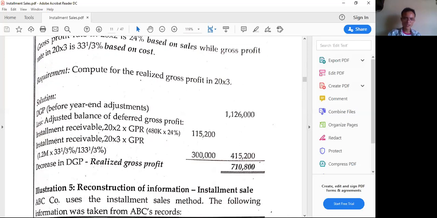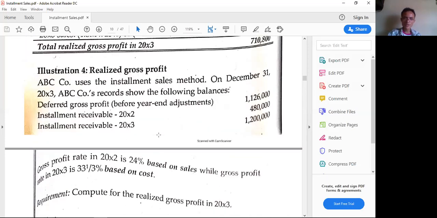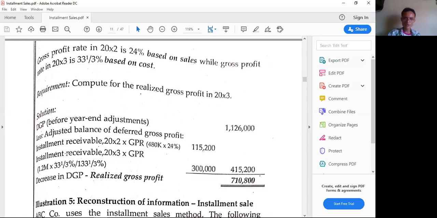So you have here 1,126,000 less the installment receivables. So you have here given 480,000 times 24%, that's the given GPR for the year 20x2 that is based on sales, while in 20x3 that's based on costs. So what we can do is to convert such to be based on sales so that it would become 33 and 1/3 over 133 and 1/3, with or without percentages, and we will get 25%. All right. So the realized gross profit is 710,800.